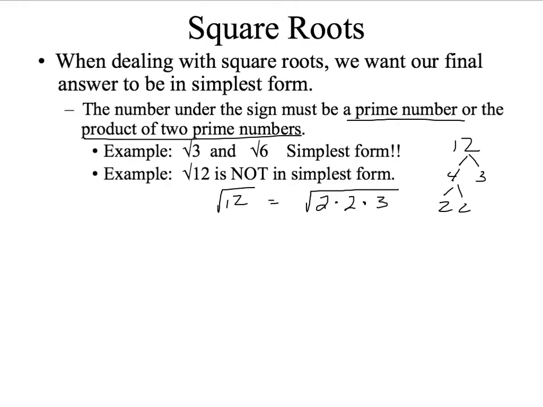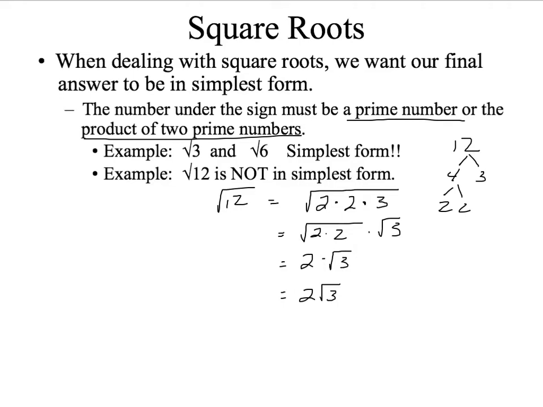I can break that apart into the product of the numbers that make up 12, okay? And that's nice because once I do that, I can also break it apart even further. I can say the square root of 2 times 2 times the square root of 3. Well, the square root of 2 times 2 is just going to be 2. And we're left with the square root of 3. So now that is 2 square root of 3.